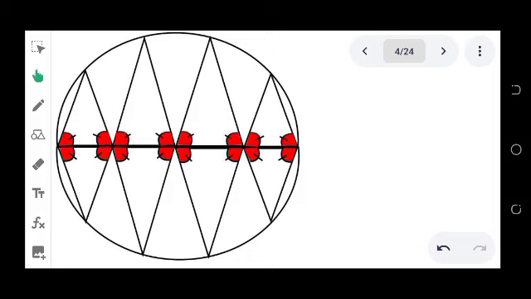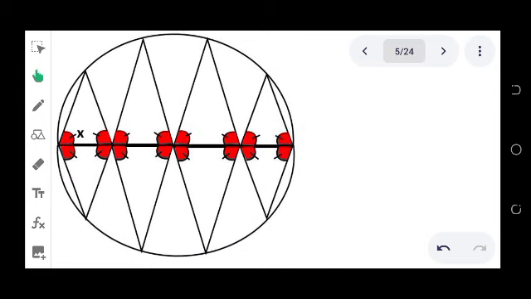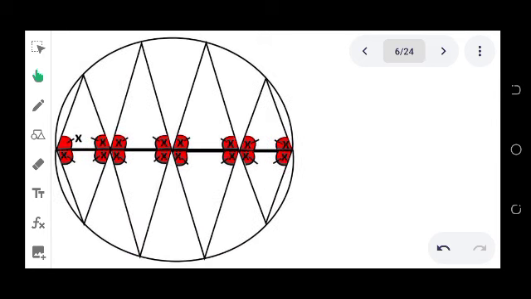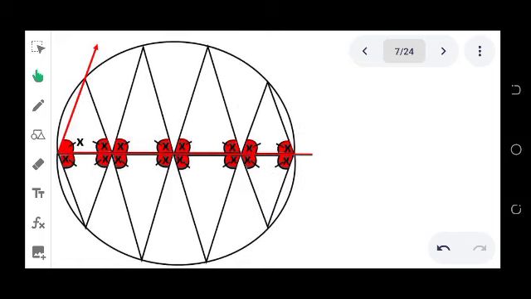Now take note, we are solving for the measure of these mark angles. So let's just try to label one of the angles as x. And since all of the mark angles are equal based on the given, then we are going to mark them all as x.